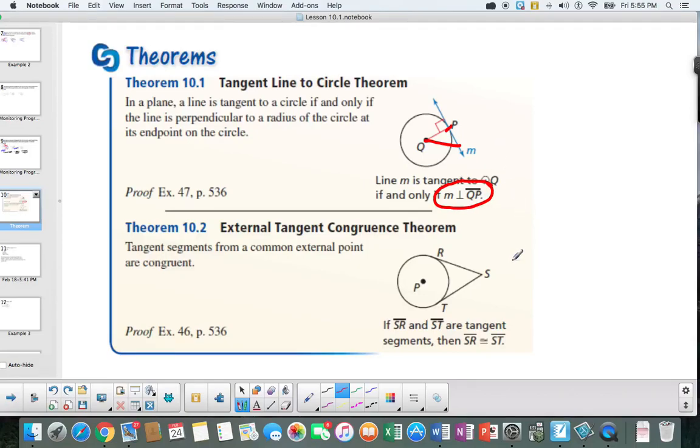The next one is called the external tangent congruence theorem, and it states when you have two tangents from the same point, these two tangents will end up being congruent. All right, let's go ahead and take a look at why. Let's take a look at the theorem.